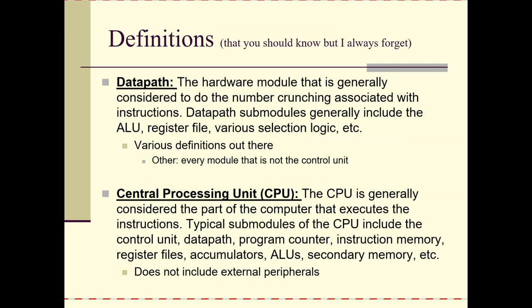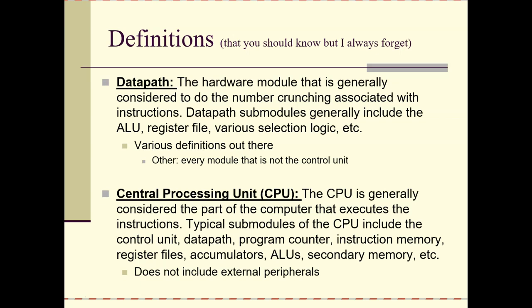So data path, these are things you should know, but I technically always forget them. Data path and central processing unit. My claim is that I understand how the RISC-V works. I understand the architecture and what it does, but the notions of data path and CPU are definitions I can't remember, and I swear they're not really solid definitions. I think when you read it in different places, the data path or the central processing unit are essentially different subsets of the same architecture, and I can't remember what they are.